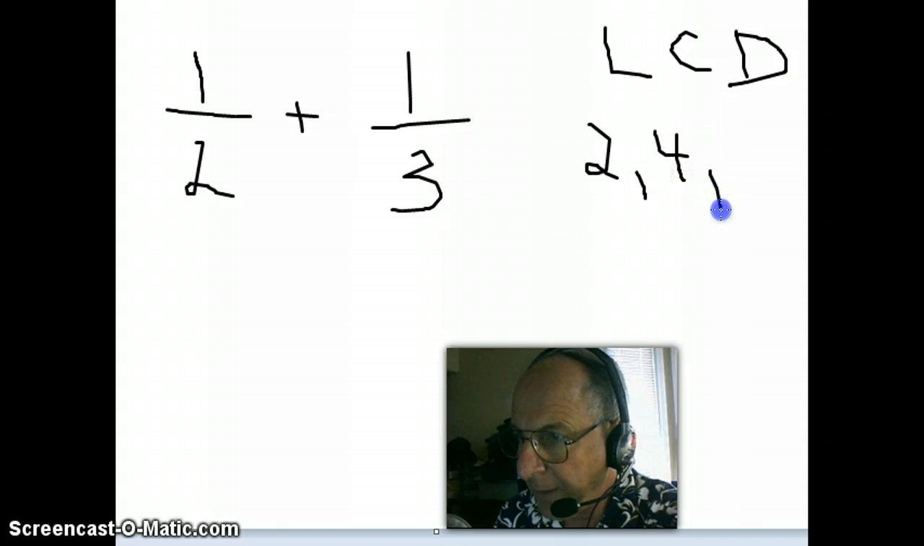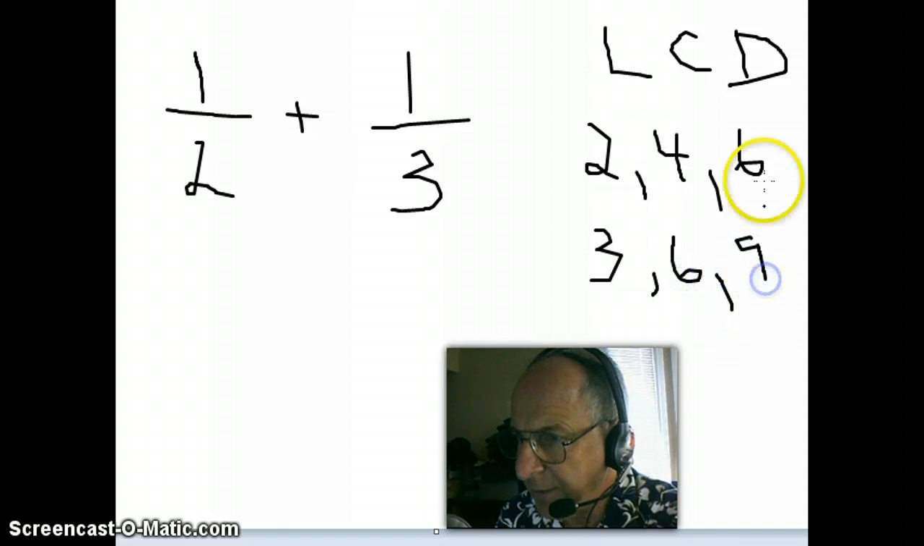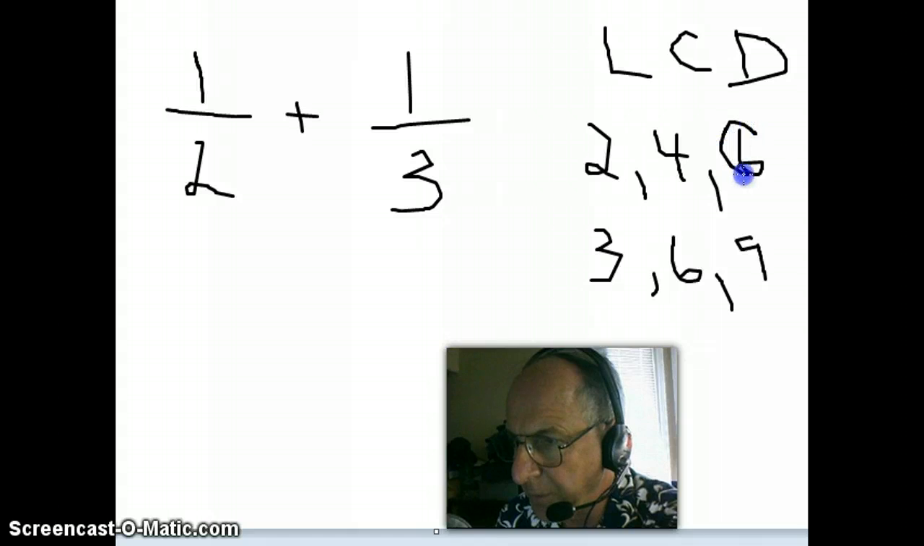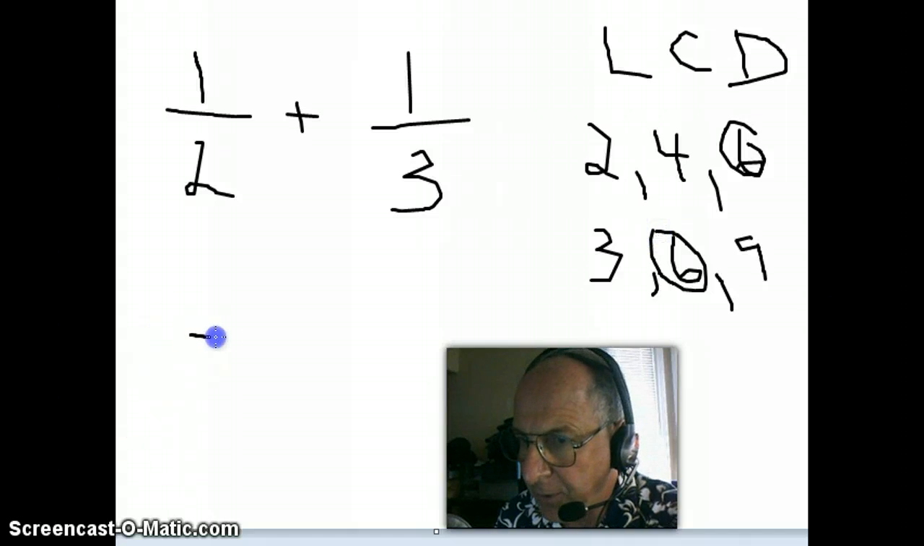So if I asked you to write out the first few multiples of the number 2, you'd say 2, 4, 6, and the first few multiples of the number 3, 3, 6, and 9. Now we notice that the first matching number is the number 6. So the number 6 will be the denominator of the new fraction, so that we will allow it to be added together. So we'll write both fractions with a denominator of 6 below.